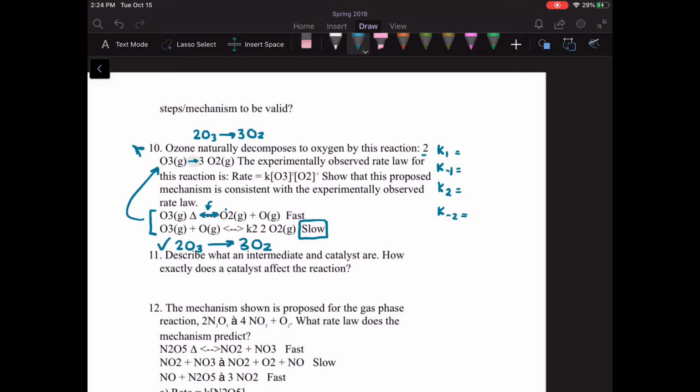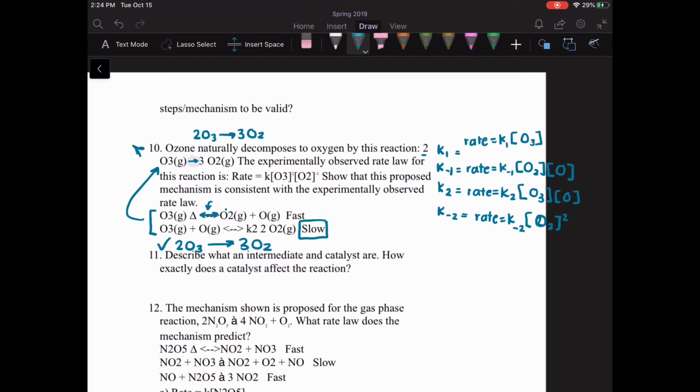All right, so for the first part, rate equals k1 times [O3], okay? My k-1 is going to be rate equals k-1 times [O2] times [O]. Right? And then my k2 is going to be rate equals k2 times [O3] times [O], and then my reverse for that, k-2, so rate equals k-2 times [O2] squared.